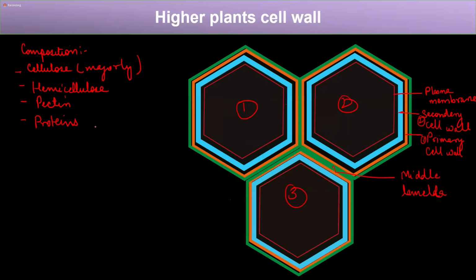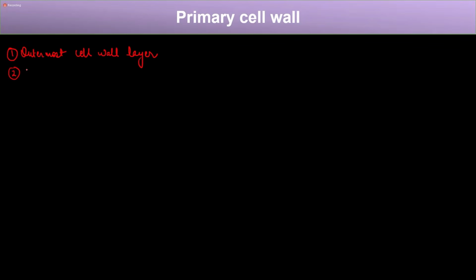The primary cell wall is the outermost layer of the cell wall, right? Now, if you see from the figure, it is thin. So this layer is thin. Now, apart from this, it is also elastic, so the elasticity is high. Now, where are these present?